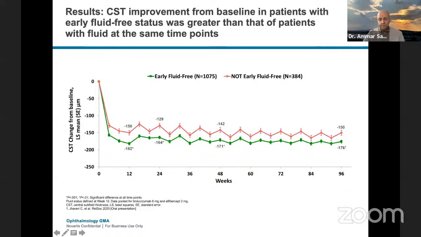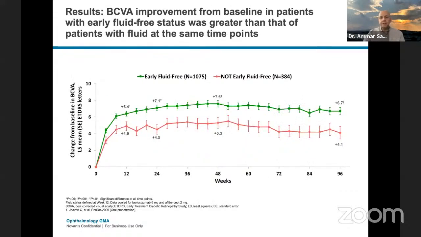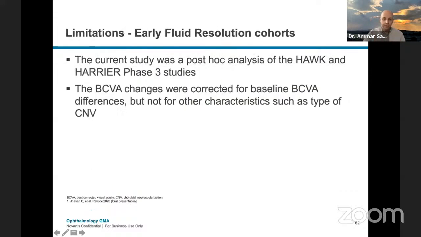If you look at the vision, it is significantly better if at week 12 you had a completely dry retina and continued the treatment. You continue with very high, very good levels of vision, as opposed to if you were not dry at week 12 and continued the treatment. So you really never match it. The curves are parallel and never meet or intersect at any point.